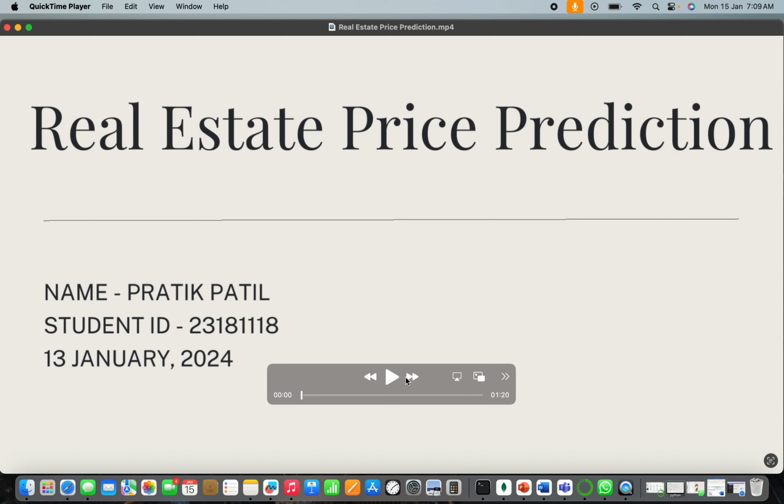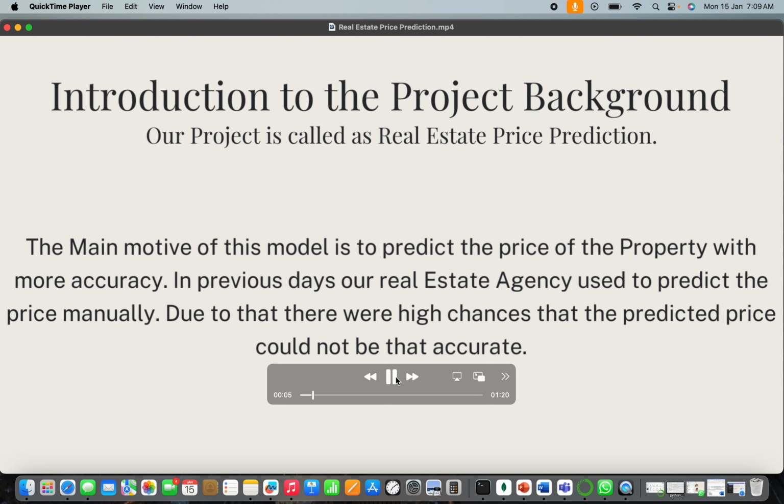So our model name is Real Estate Price Prediction. So let's introduce our project background. Our project is called Real Estate Price Prediction. The main motive of this model is to predict the price of the property with more accuracy.